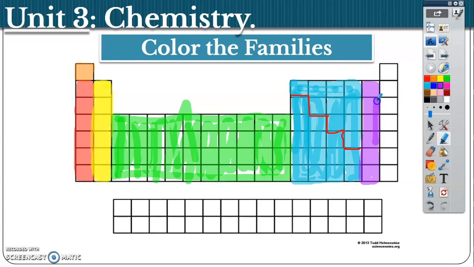So this is your family that is the most reactive non-metal family on the table. Knowing that it's in group 17, there are 7 valence electrons. And we'll get to that a little bit later why 7 valence electrons means really reactive, but for now, know that the halogen family, really reactive non-metals.